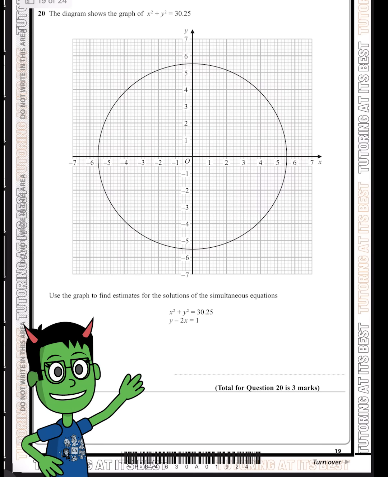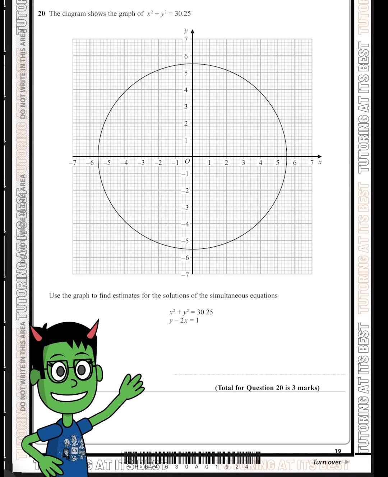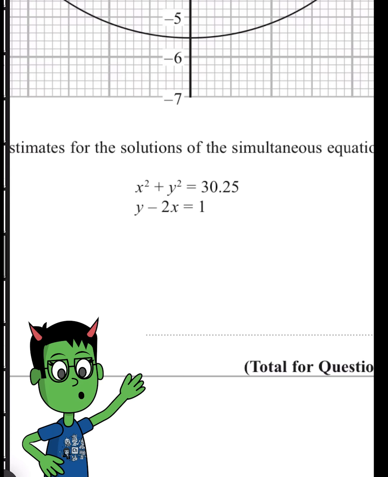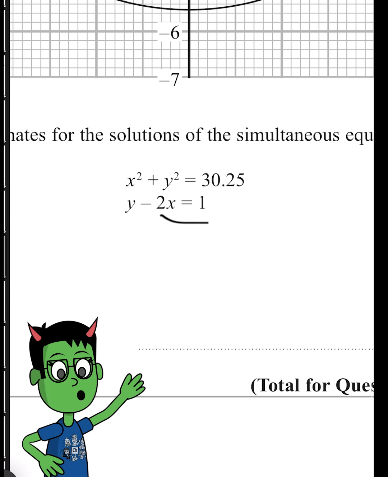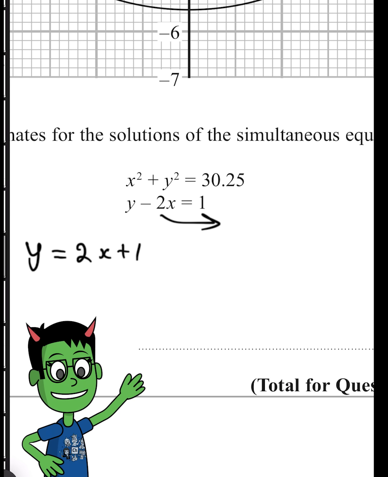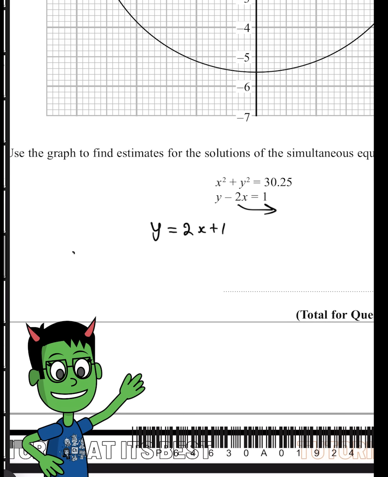Okay, let's move over to question 20. So the diagram shows a graph, and we need to use the graph to find estimates of the solution of the simultaneous equation. So again, the easiest thing that we need to do is simply go ahead and make y the subject by taking the minus 2x over. So we have y equals 2x plus 1. We'll then go ahead and work out the coordinates of these values here. So 0, 1, and 2.